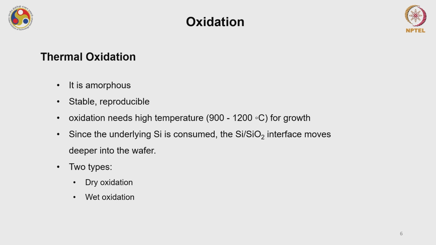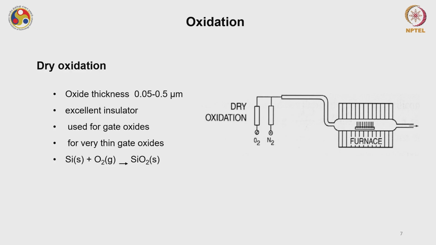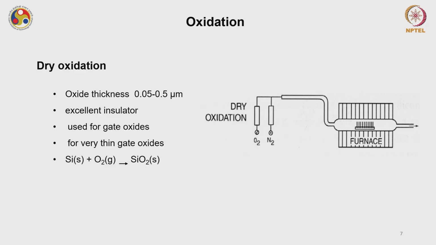Oxidation requires a very high temperature, around 900 to 1200 degrees Celsius, for the growth of silicon oxide. Since the underlying silicon is consumed, the Si-SiO2 interface moves deeper into the wafer with the oxidation. Mostly this oxidation is of two types: dry oxidation and wet oxidation. Let's learn about dry oxidation and wet oxidation very briefly.